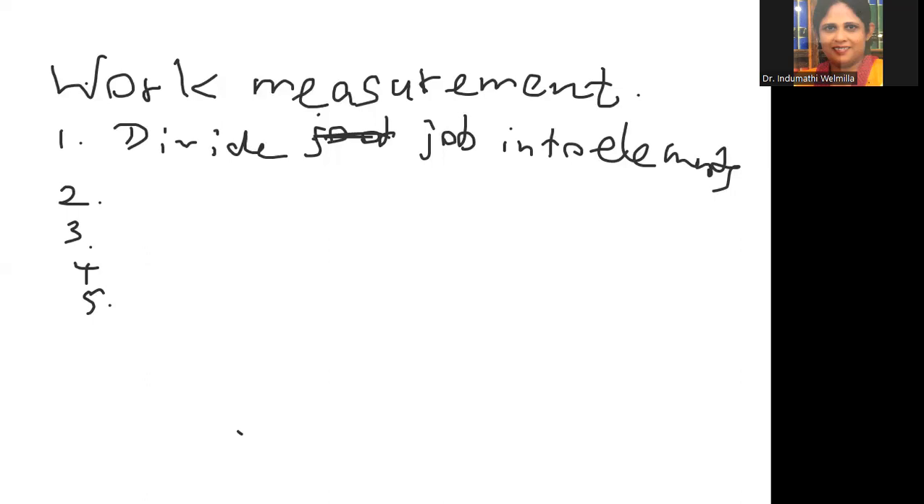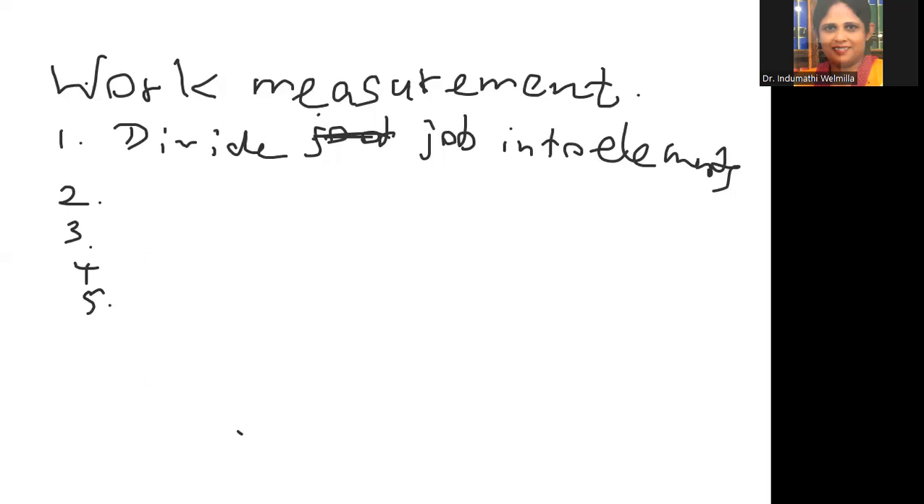And it simplifies workforce planning through an analysis of actual and standard time. The cost and labor requirements of the future can be estimated with that. The purpose of this is to provide a framework for estimating and controlling labor costs. That is a very, very important one. Advantage of the work measurement.